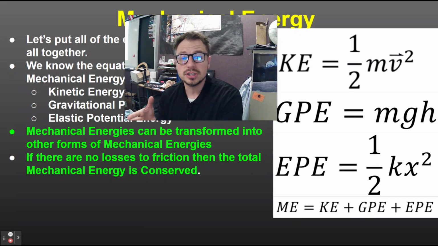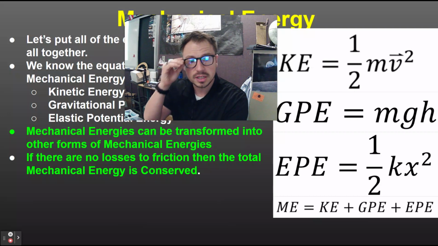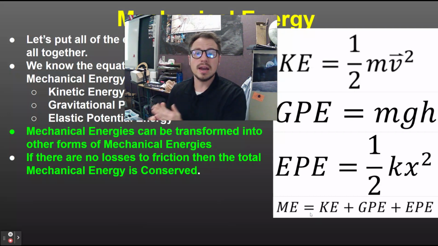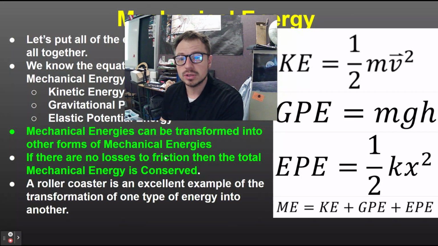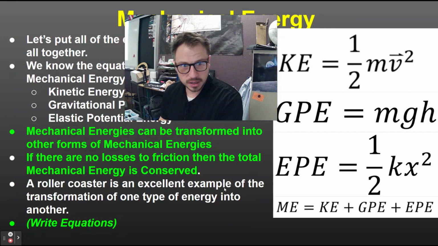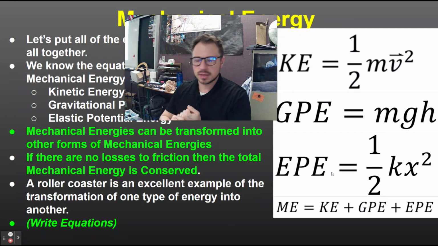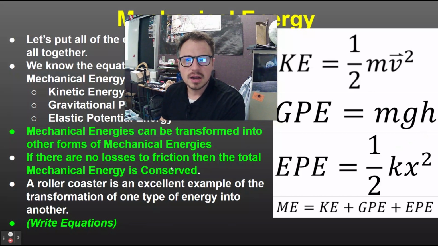The mechanical energy is going to be equal to the kinetic energy plus the gravitational potential energy plus the elastic potential energy. At every single point, you add up all three of those, and my total mechanical energy is going to remain the same, because energy cannot be created or destroyed. So these are the equations for it, and you can combine them all together, but we've already seen these before.